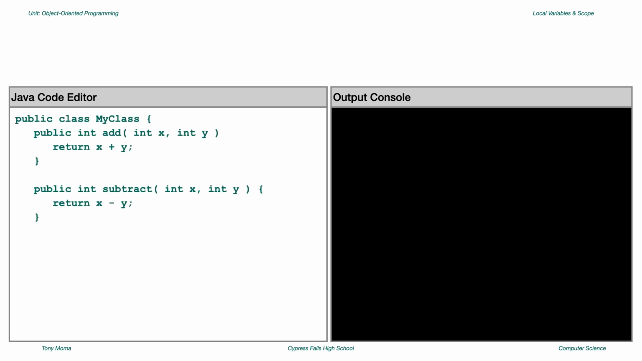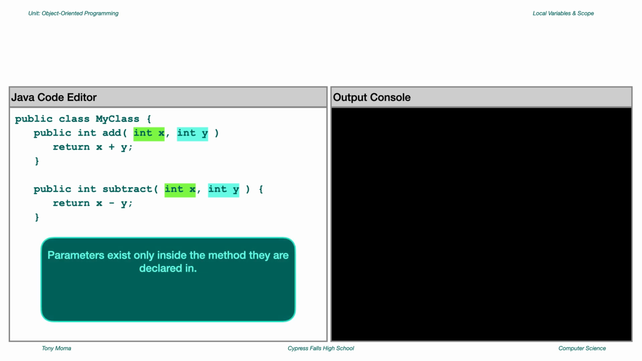For example, consider the following program, where we have two different methods that each have two int parameters with the same names, x and y. Although these parameters have the same name, they are not the same variable. Just like having two students in the same classroom with the same first name doesn't make them the same student. Though these parameters have the same name, they are two entirely different sets of variables.